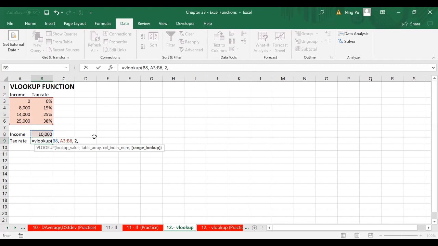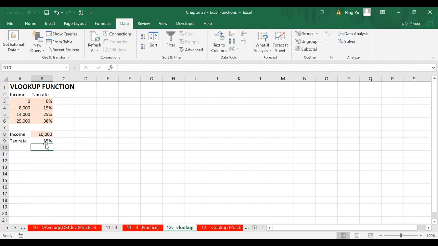Since the default setting is approximate matching, then if we only include 3 arguments instead of 4, the answer is going to render the result from the approximate matching. In this case, it's 15%.